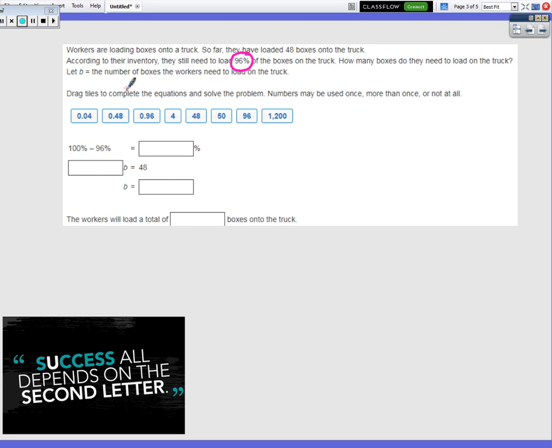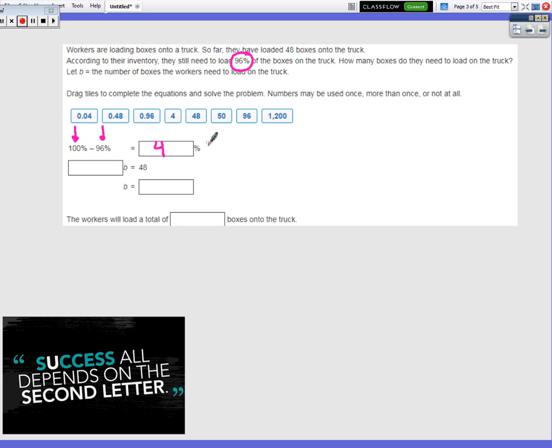Let B equal the number of boxes the workers need to load on the truck. Drag tiles to complete the equation to solve the problem. Well, first they give me 100% minus 96%. Wait a minute. That's the total once they're done. But it says they have this left still. That means they've only done 4% of the job. They've only completed 4% of the job.